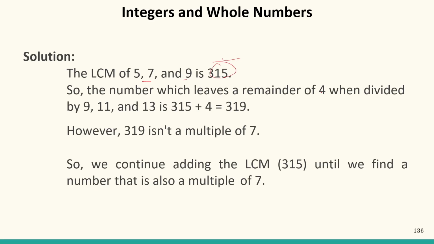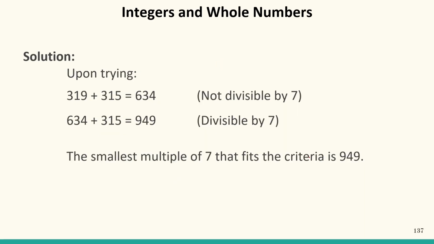So the number which leaves a remainder of 4 when divided by 9, 11, 13 is what? 315 plus 4 is equal to 319. However, 319 isn't a multiple of 7. So we continue adding the LCM 315 until we find a number that is also a multiple of 7. So upon trying, 319 plus 315 is equal to 634. 634 plus 315 is equal to 949. Okay, both are not divisible by 7. So the smallest multiple of 7 that first fits the criteria is 749.